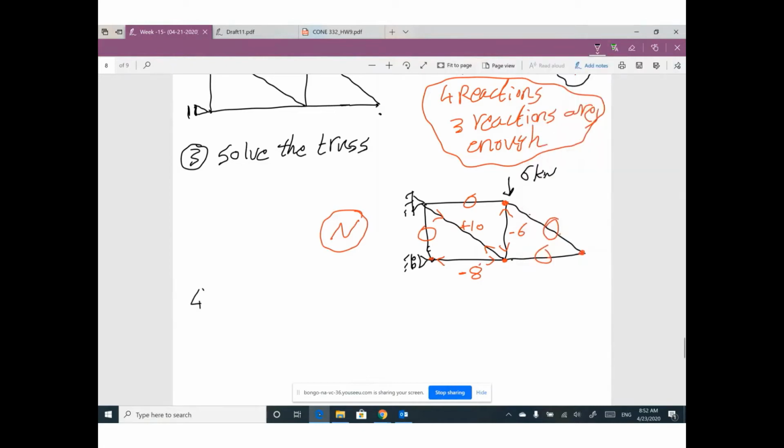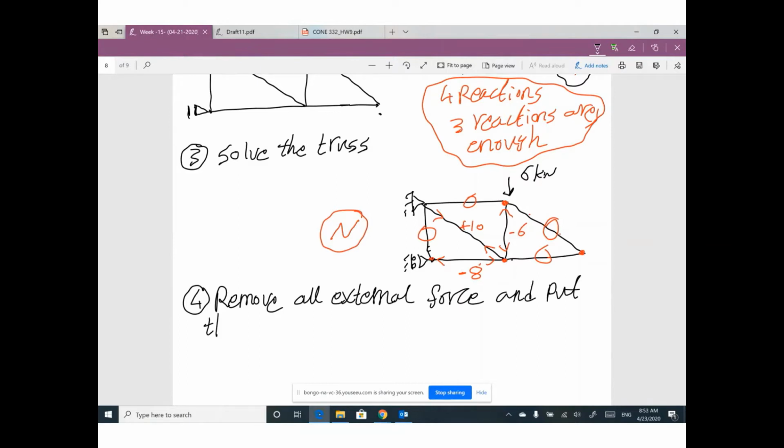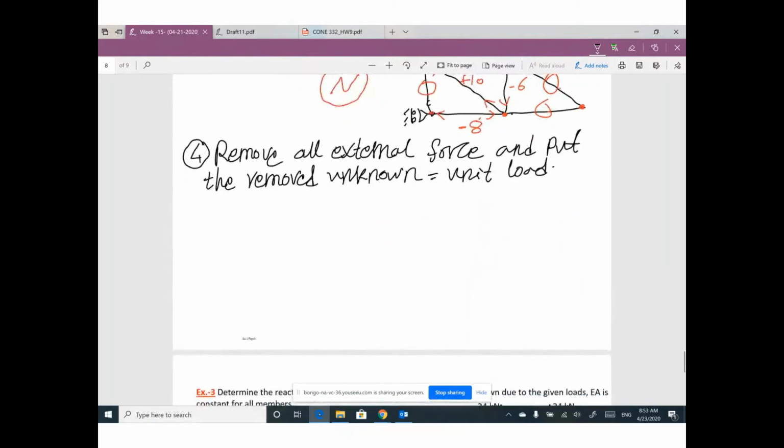Step number 4. Remove all external forces and put the removed unknown equal to unit load. Guys, I will remove the external forces. I removed the external forces, and here is your truss.